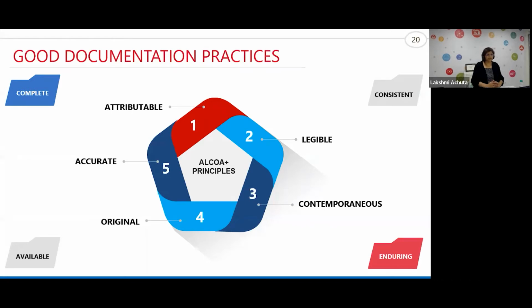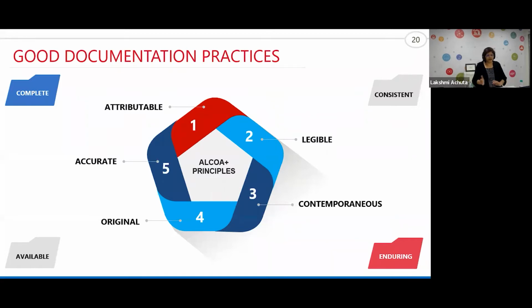The data has to be legible, be it in electronic, be it in paper. The data has to be legible. That means you should ensure that any corrections made are struck off with a single stroke, signed and dated with the corrected data. And very importantly, whitener should not be used.